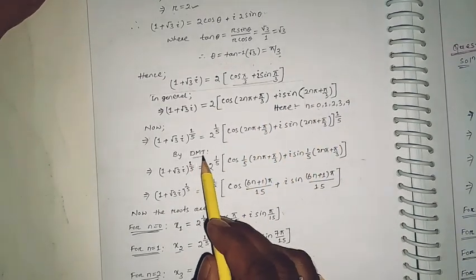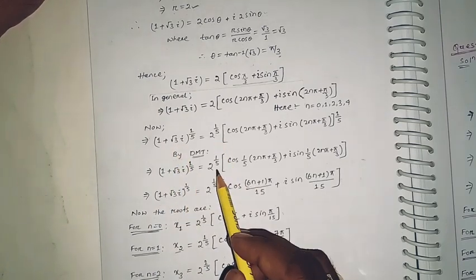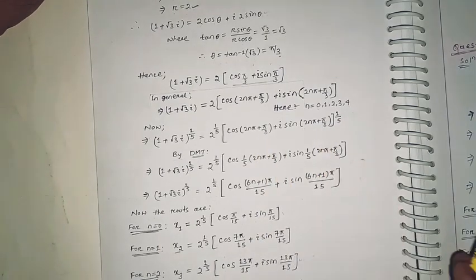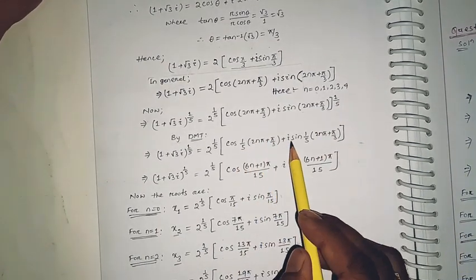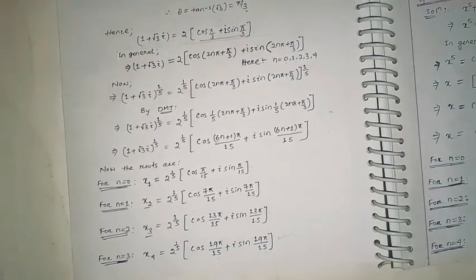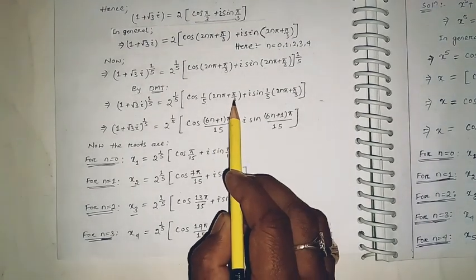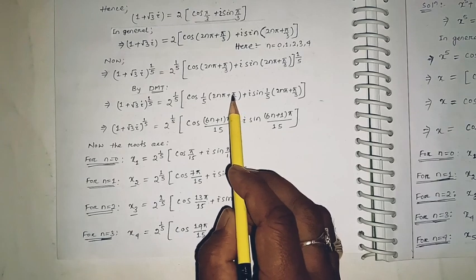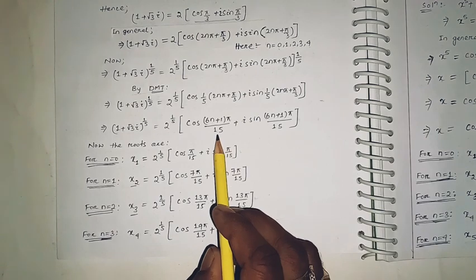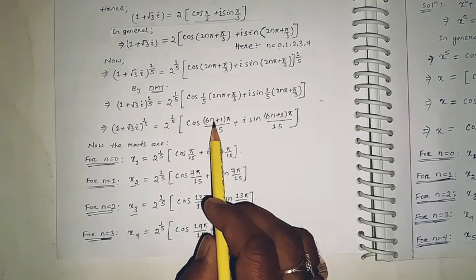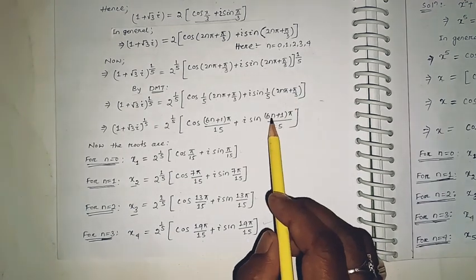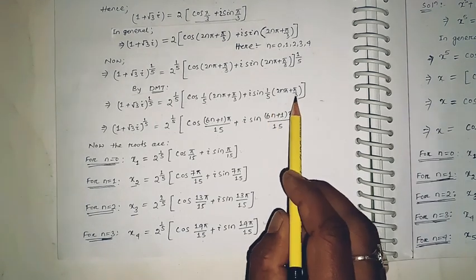Now we are going to use DMT, de Moivre's theorem. That implies this will be equal to 2 to the 1 by 5, and this 1 by 5 will be multiplied with this angle and this angle: cos (1 by 5)(2n pi plus pi by 3) plus i sin (1 by 5)(2n pi plus pi by 3), right? Now here you can see this will be 6n pi plus pi. If I take pi common, it will be (6n plus 1) pi. 5 into 3 will be 15. So cos (6n plus 1) pi by 15, and similarly sin (6n plus 1) pi by 15.